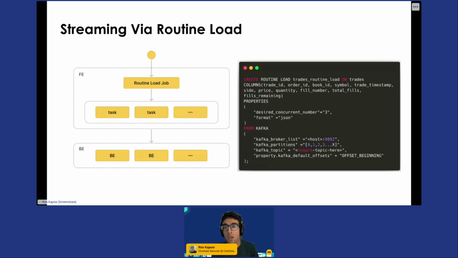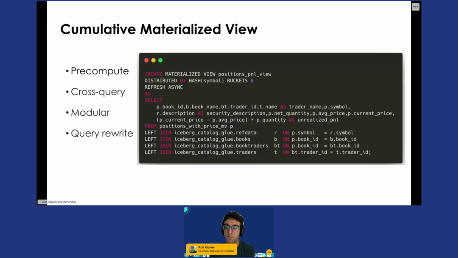In my case, I set it up for prices and trades, and the syntax is super straightforward too. I could specify the partitions and my concurrency number, which allows me to allocate the number of tasks that I want to use. Really, you don't have to involve yourself in any messy upstream streaming pipelines that force you to integrate on the back end.